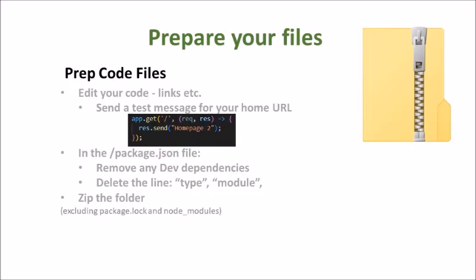Okay, so prepare your files. Edit your code as required. Send a test message to your home URL to verify your app is working. And in the package.json file, remove any dev dependencies that you used, and if present, delete the line, type module. Then zip the folder.